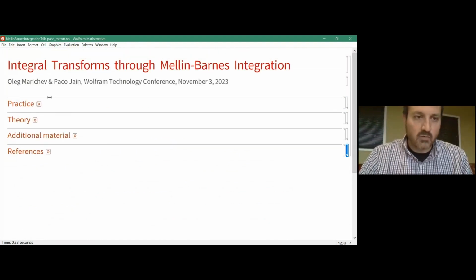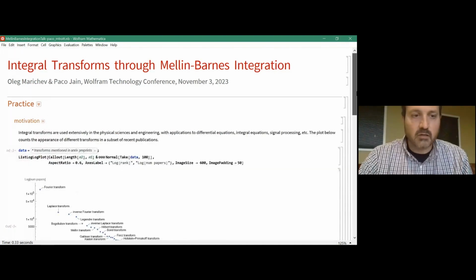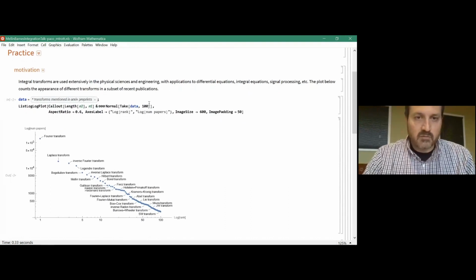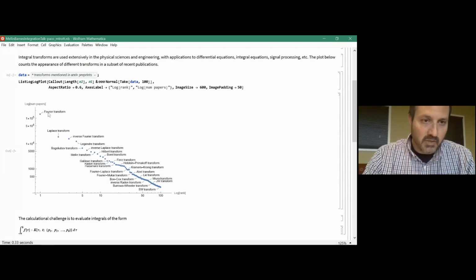So to start out, what are integral transforms? Why are we interested in them? The motivation for this project in general. Integral transforms are a technique that's used in science, engineering, and so forth to solve problems. You can see how popular it is to do practical work in terms of, this is some data collected by my manager, Michael Trott, showing different preprints, articles, and how many of them mentioned something involving an integral transform.